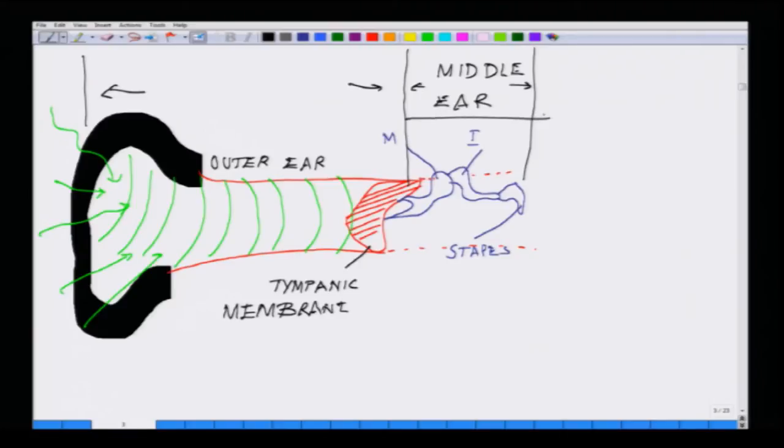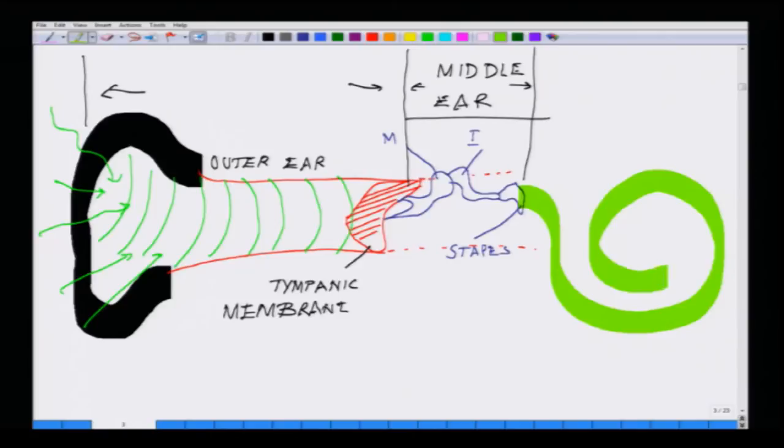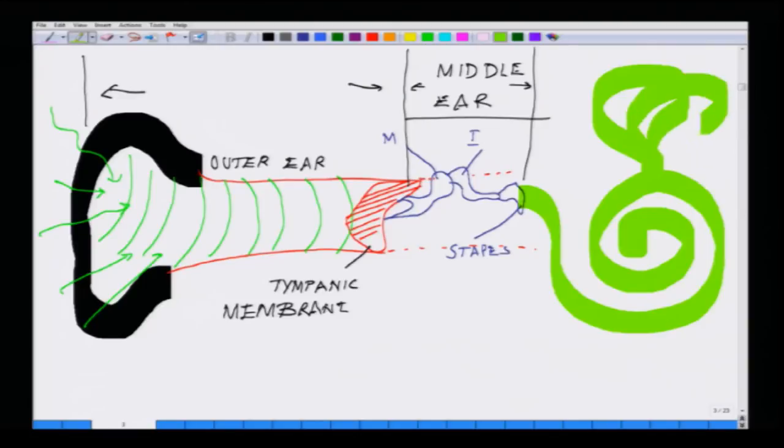After the middle ear, from here starts the inner ear, which has a very interesting spiral structure like this, with an extension out here, a network of channels like this. This is your inner ear.